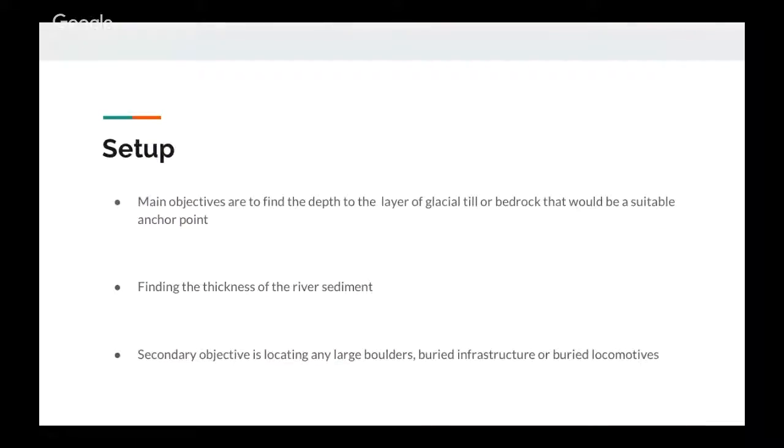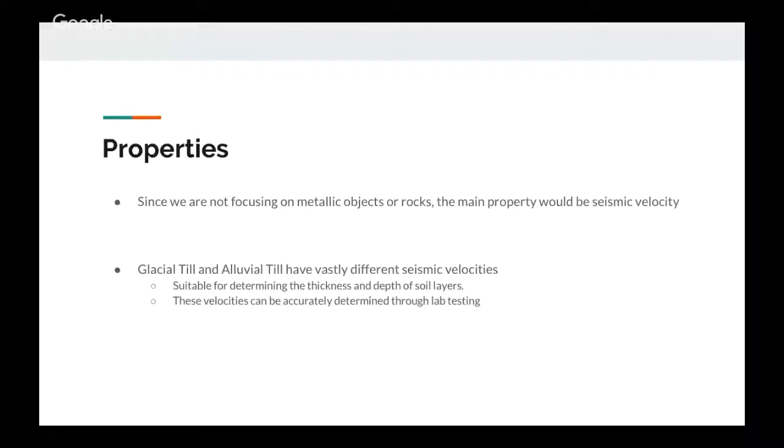Cool. So continuing on from that, our main objectives would be to find the depths of the glacial and alluvial till at the sites of the proposed underground tunnels. In doing this, it'll be more or less an anchor point for future drillings or surveys when the line comes through. Additionally, it'd be a good idea to find the thickness of the river sediments, because that will allow us to quantify how much extra consolidation is necessary when we start building. Secondary objective, of course, those large boulders and other debris infrastructure along the False Creek area. Those might get in the way, so something else to look forward to.